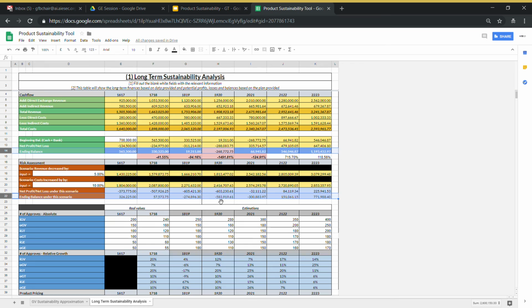And then of course there are more risk scenarios in other terms as well, but assuming that by 1920 or 2021 you were able to change your pricing in the higher or better scenario, it became a positive ending balance already. In this risk scenario it is still negative, but would become a positive ending balance by the next scenario.